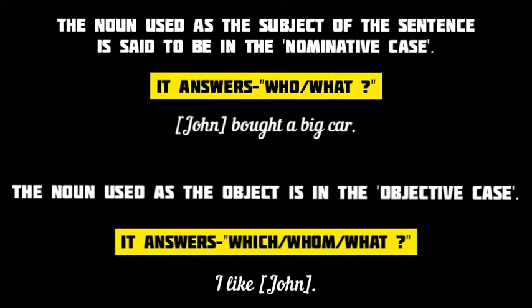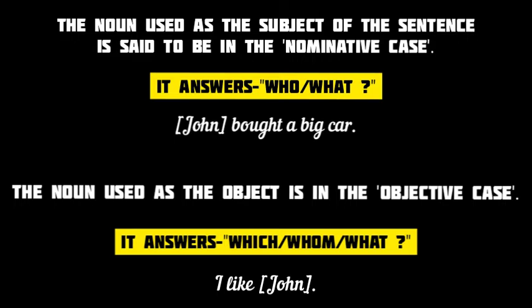Next, if the noun is used as the object in the sentence, it is said to be in the objective case. If you ask a question with which, whom, or what after the verb, you can identify the object in the sentence and it's in the objective case. I like John. I like whom? John is the answer, so it's the object of the verb like and it's in the objective case.